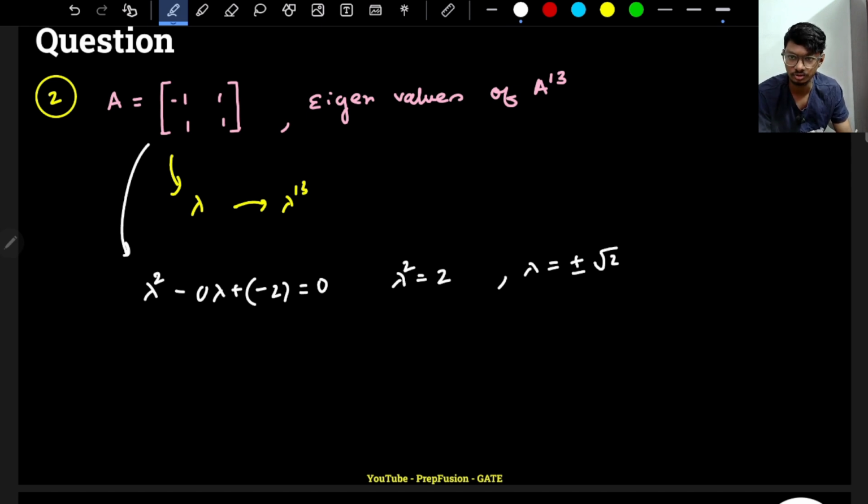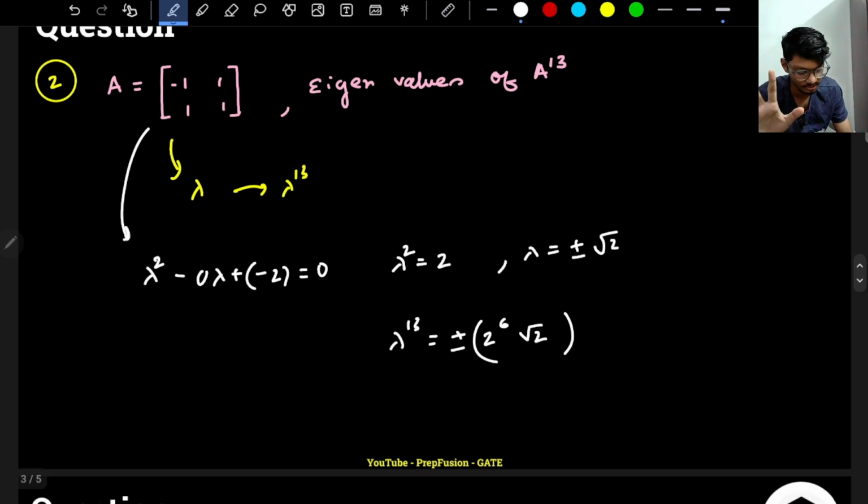The eigenvalues of A raised to power 13 will be simply lambda raised to power 13. Because there are two eigenvalues, again we will get two eigenvalues only. If I raise minus under root 2 to power 13, it will be minus 2 raised to power 6 into under root 2. And for the plus one it will be plus, just the sign changes. I hope you understand these things. So ultimately this will be plus minus 64 root 2.